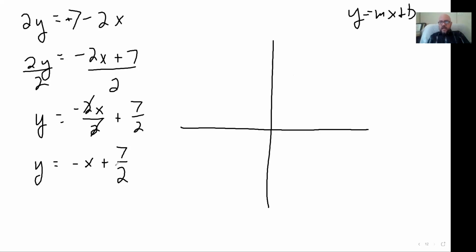The slope here is -1, and the y-intercept is 7/2. You might ask yourself, where is 7/2 on an axis? How big is that number? This is where it would be helpful to turn that into a mixed number. I think it's probably a good idea to do that. We'll do that in just a second, because that'll help you know how big that number is and therefore where it goes on your Cartesian plane.